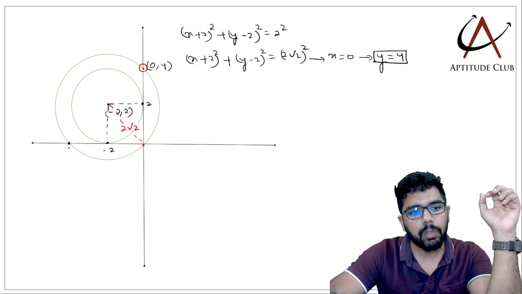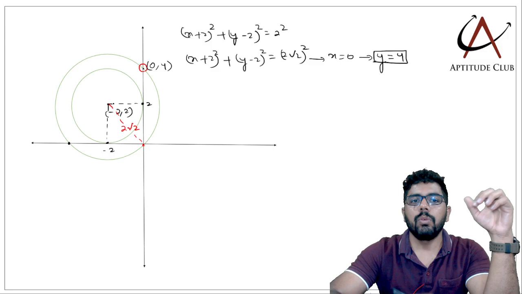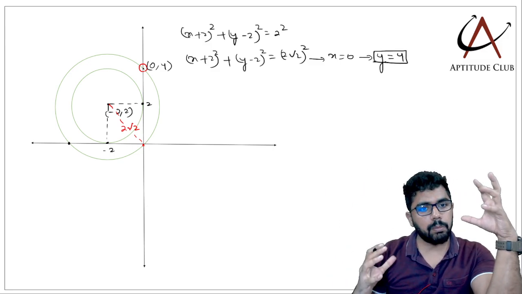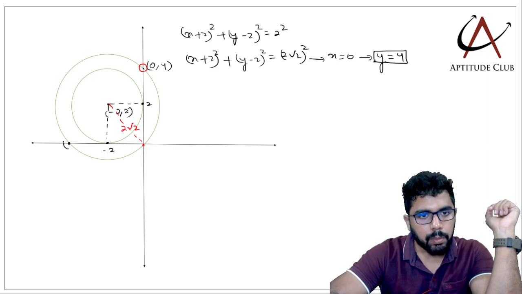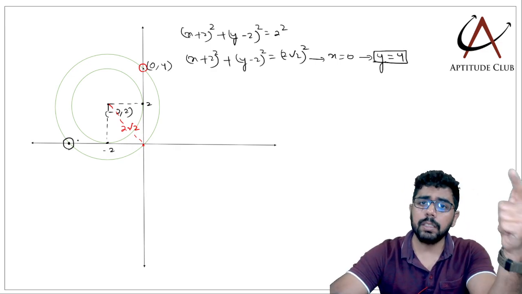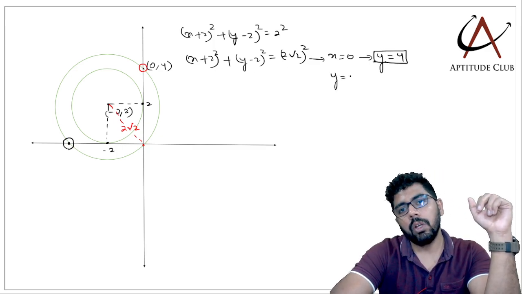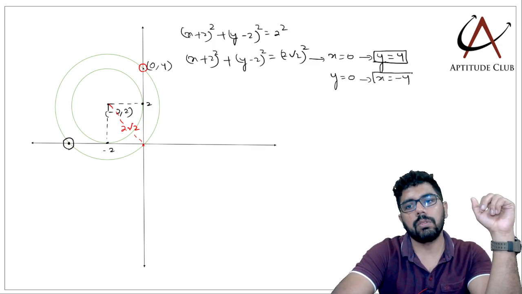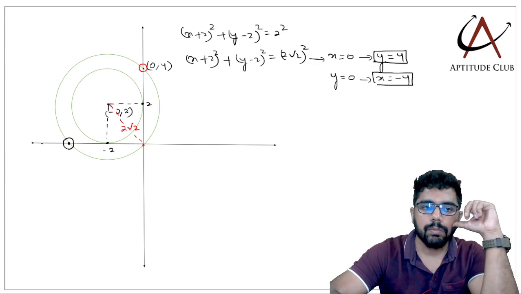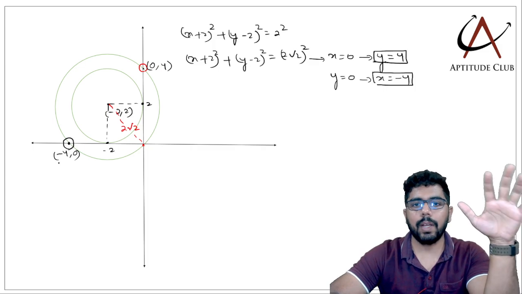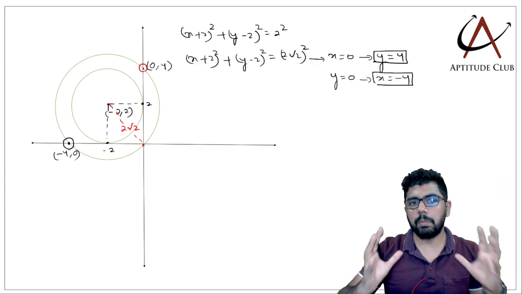Similarly, what is this point? Because when we are drawing, try and see where the graph cuts the axis. That is very important. What is this point? This is a point where the second circle cuts the x-axis. X-axis means y is 0. You put y is equal to 0, you'll get x is equal to minus 4. So this point is minus 4, 0. So far I have this. So I'm clear with the circle part.